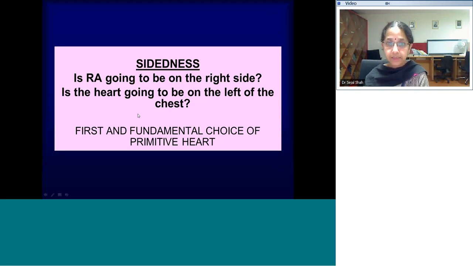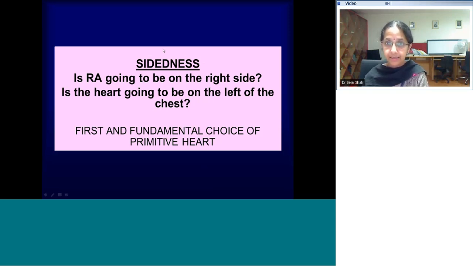Now, the first step we are going to understand is the sidedness. Remember that this is independent of the further steps in terms of looping, etc. Sidedness means what decides that the right atrium is going to be on the right side of the left atrium. Also whether the heart is going to be on the left side of the chest. Remember, this is the first and the fundamental choice which a primitive heart makes.